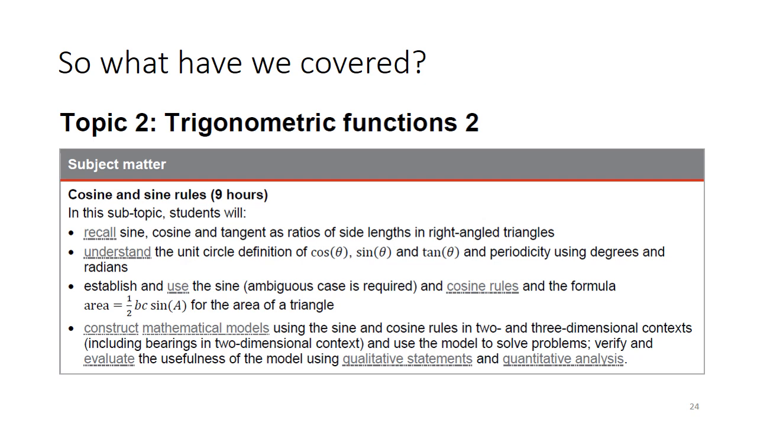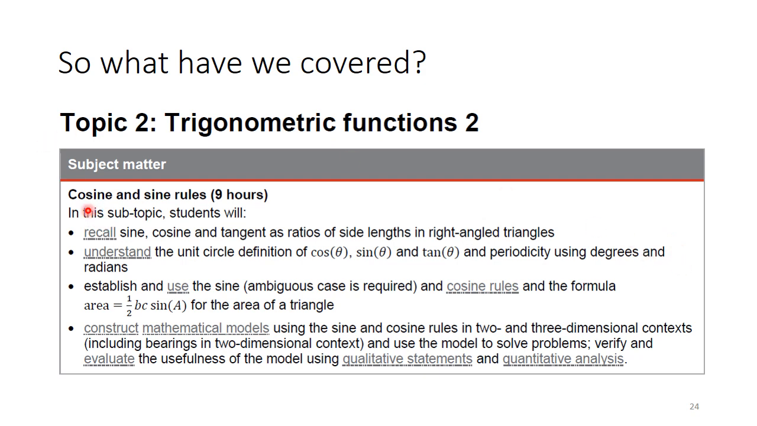So what have we covered? After today's lesson and your self-studies, you should be able to recall sine, cos, and tangent as the ratios of side lengths in right angle triangles. So that's just SOHCAHTOA. And also, we went through a revision on what you should have learned from last year, the unit circle. And then from the unit circle, we developed cos, sine, and tan. And then we used the fact that trig functions repeat themselves, or we call it periodicity, to work out the angles. And also we are able to convert between degrees and radians.